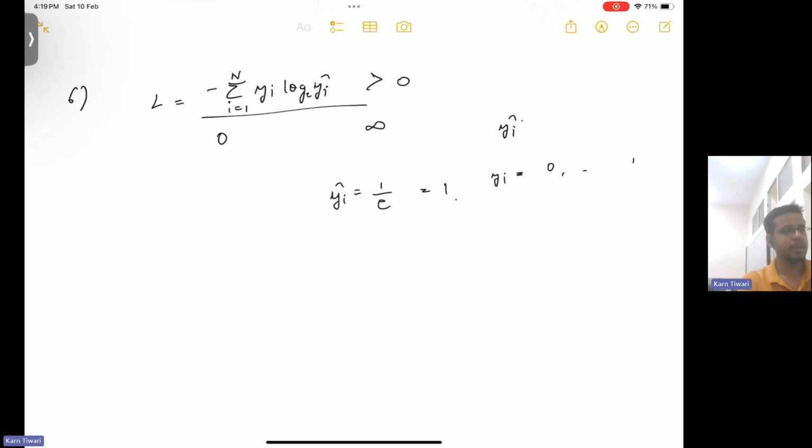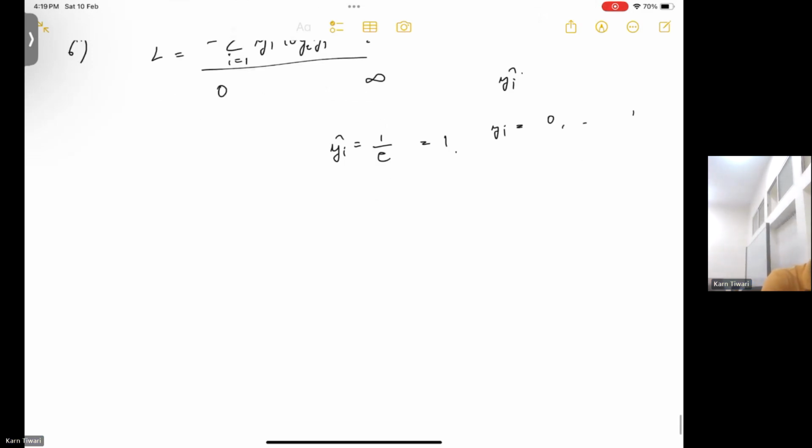There are a lot of different instances where it can be 1 as well, but I took a simple case. Take the ith class, it belongs to 1, the rest of the classes are 0, and yi cap is 1 by e. So log 1 by e is negative, and negative of negative becomes positive, and log e is just 1. So that can be 1.